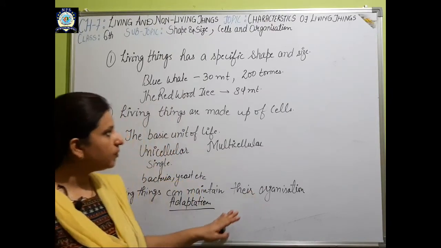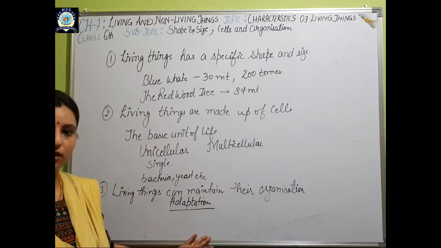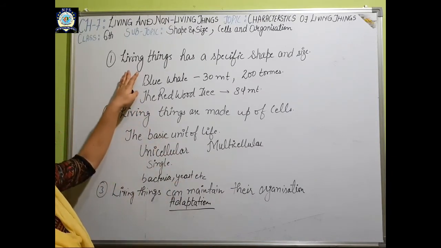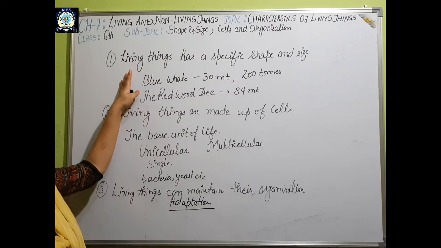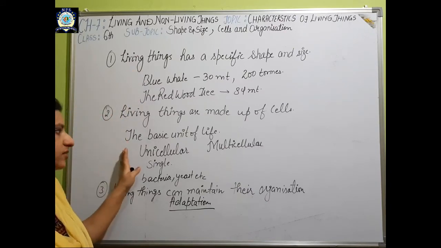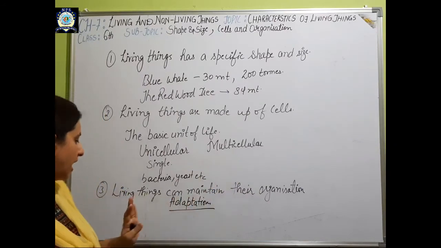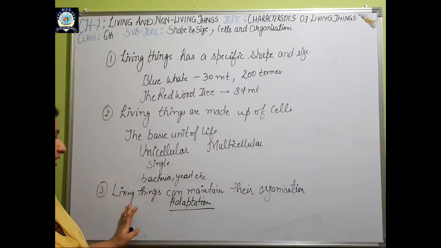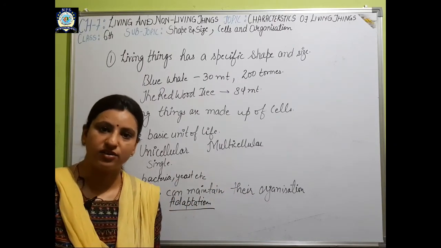So this is all about the characters which we have learned today. We have learned that living things have specific shape and size. Living things are made up of cells. They may be unicellular, they may be multicellular, and the last is this, that living things can maintain their organization.